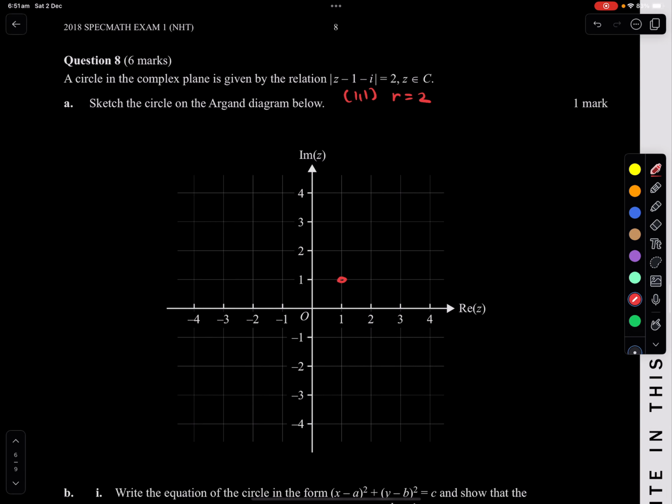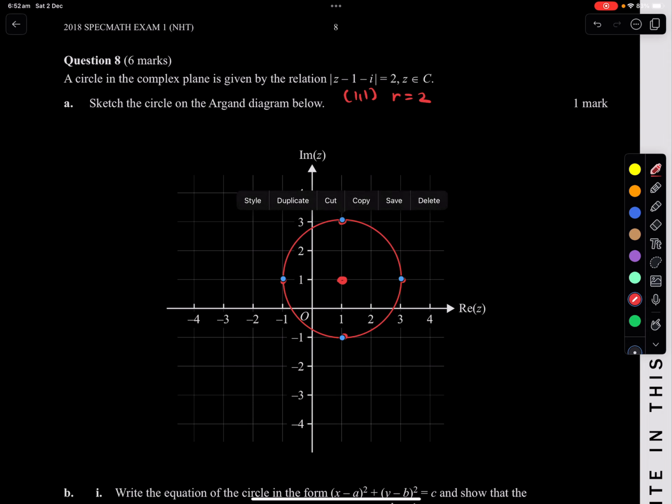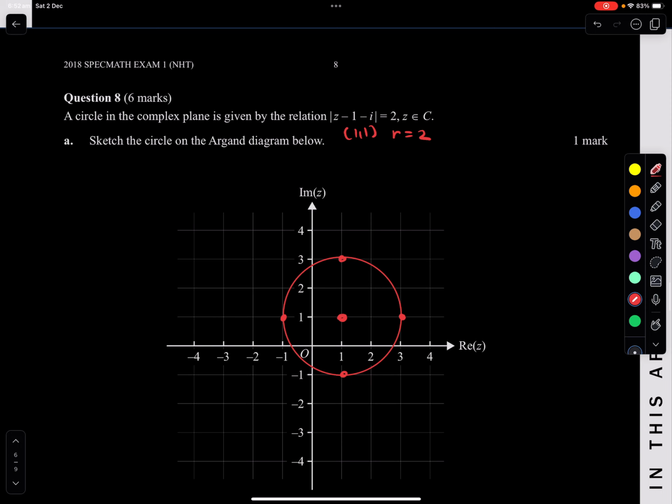So 1, 1 is over here, and with a radius of 2, there's going to be a point here, a point here, and 1, 2 here also. We're just going to draw a nice circle that passes through all these points. Okay, that looks good. So this is a circle, nice. And that's the expression there.